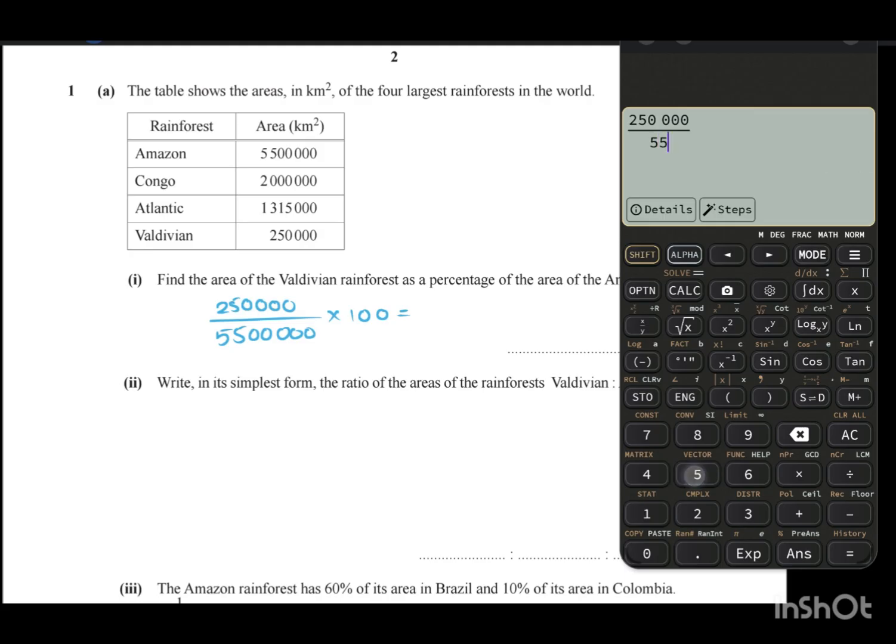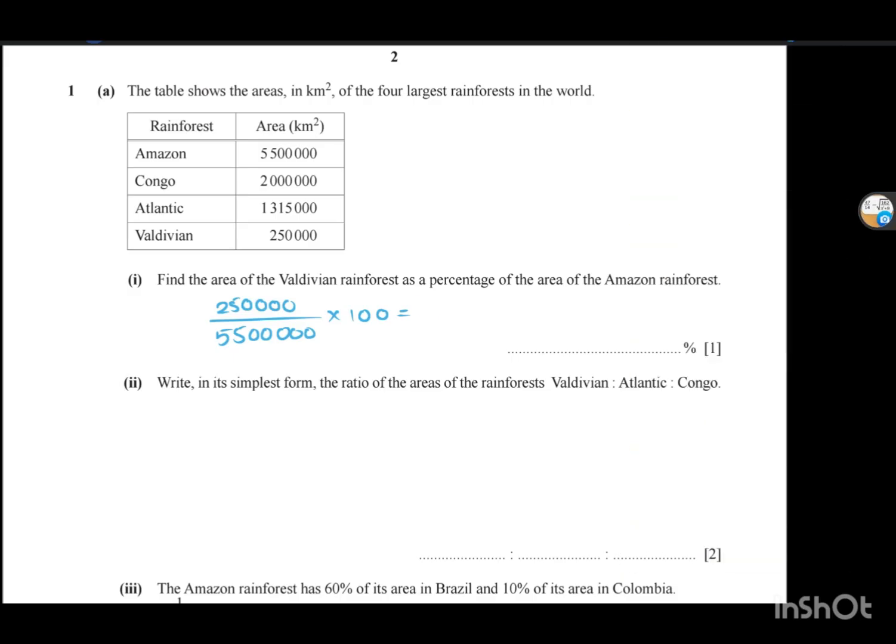250,000 by 5,500,000 into 100 is 4.545. If I take 3 decimals and round it to 2 decimals, it is 4.55%. So this is the answer.